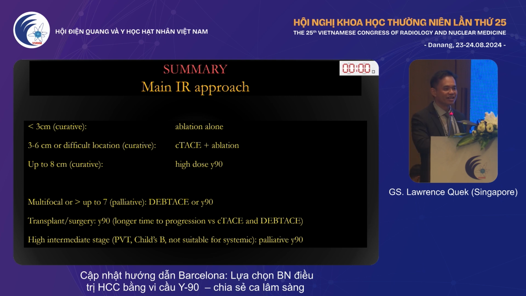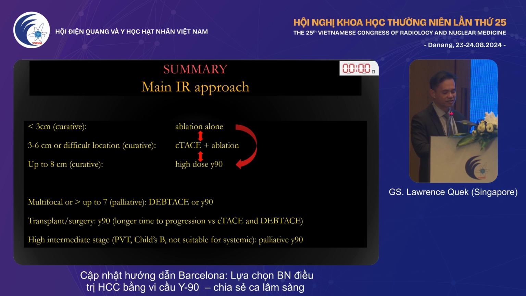Our approach primarily is still largely, if it's less than 3 centimeters, we'll still go for ablation. And if it's 3 to 6 centimeters in a difficult location, we do a C-TACE and ablation, because Y90 is costly. Up to 8 centimeters, if you're going for curative, we'll do a high-dose Y90. Of course, given the new BCLC guidelines, these are interchangeable based on patient factors, customizing your treatment to the patient.